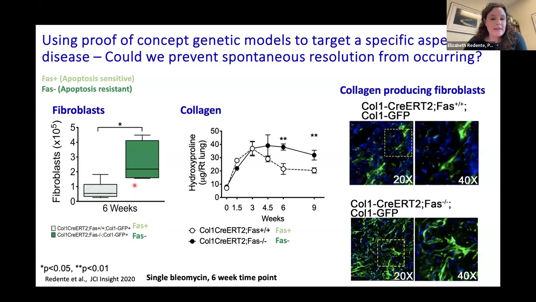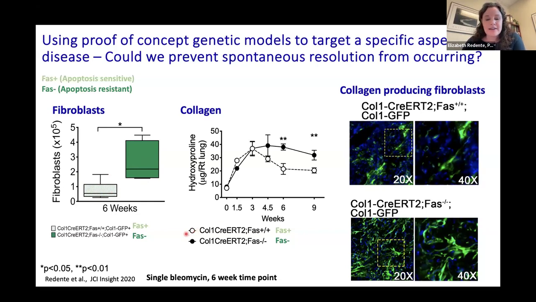We can see the effect of this genetic deletion here by looking at fibroblast numbers. This is 6 weeks after a single dose of bleomycin, so we would expect that fibrosis would be resolving. And in our mice that receive corn oil that are FAS sufficient, we see a reduction in our fibroblast numbers, but they are maintained at a high level when they become apoptosis resistant. We also see changes in the overall course of our disease.